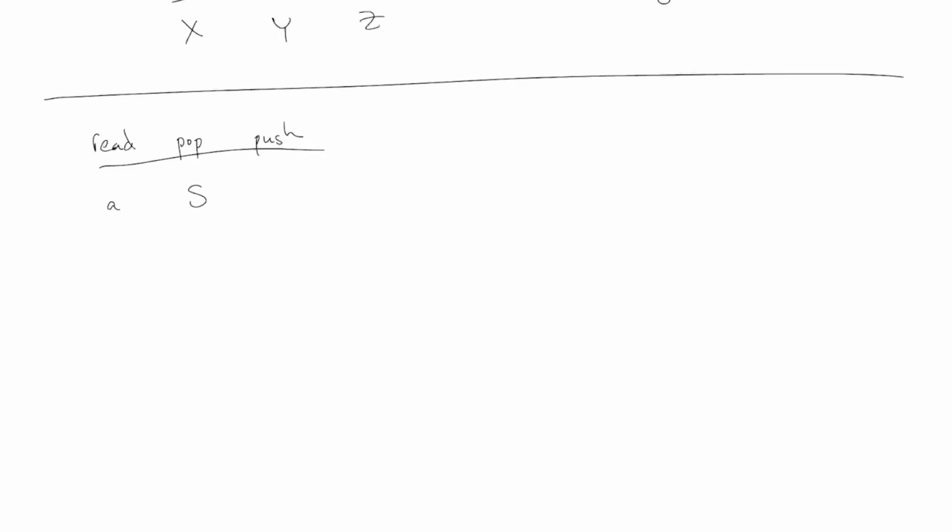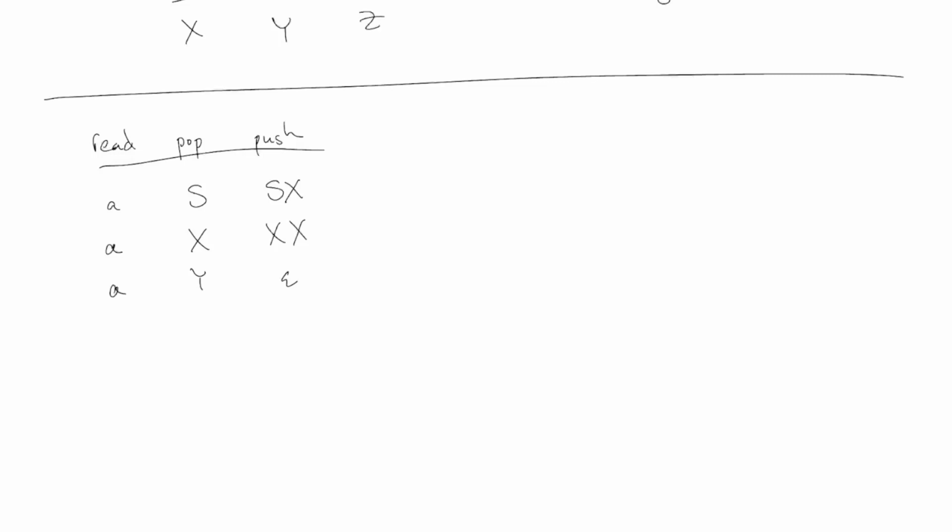This is a stack machine for all strings having the same amount of A's and B's in them. Read A, pop S, push SX. Read A, pop X, push XX. The idea is the stack counts how many A's and B's there are. If there's extra A's, it pushes an X. If there's extra B's, it pushes a Y. And if you see an A and a Y, then they cancel because a Y represents an extra B and an A is an A, and you want the number of A's and B's to be equal. So you make them cancel.